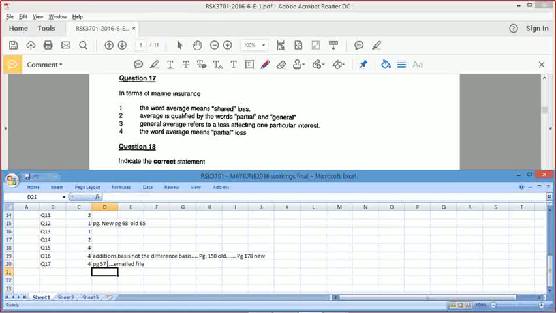Emailed file. Right, questions. And yes, it's also page 45 of the new study guide. Okay, perfect. New study guide.